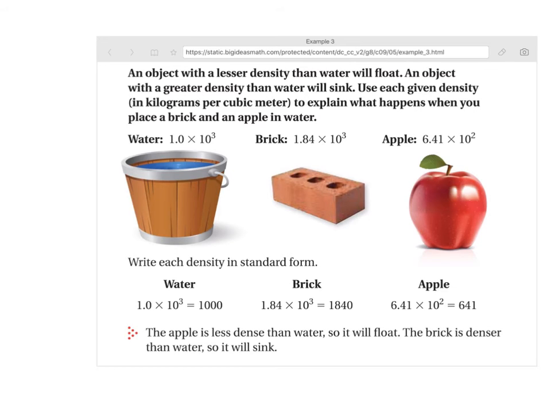So the apple is less dense than water, so it's going to float, and the brick is denser than water, so it will sink. Not too bad. All right. Let's look at example 4.